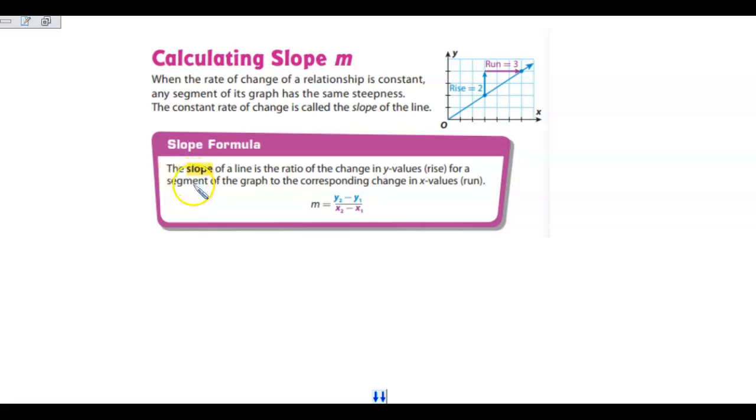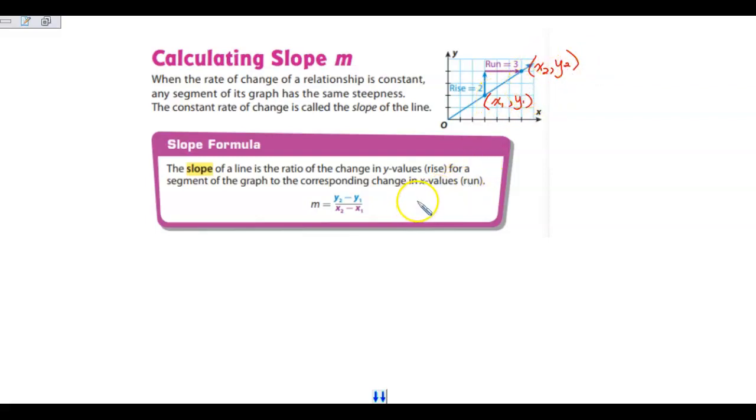So here's the formula for finding the slope. It is the ratio of the change in y values for the segment of the graph to the corresponding change in x values. So it's the change in y over the change in x. And it has y2 and y1. So both of these have y values. So this would be x1, y1. And then this one could be x2, y2. And so it's the change in the y's over the change in our x's.